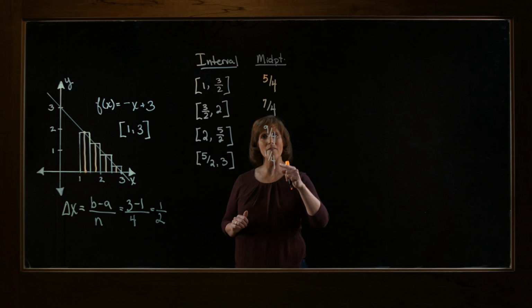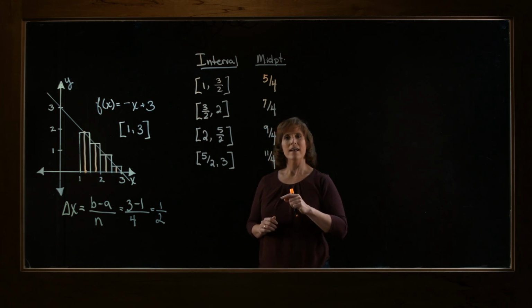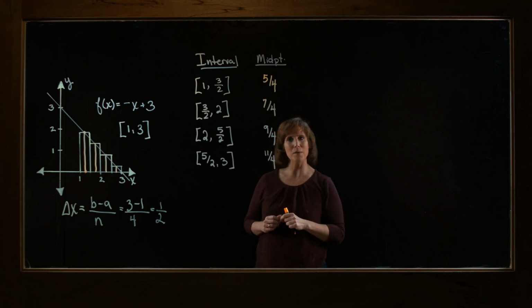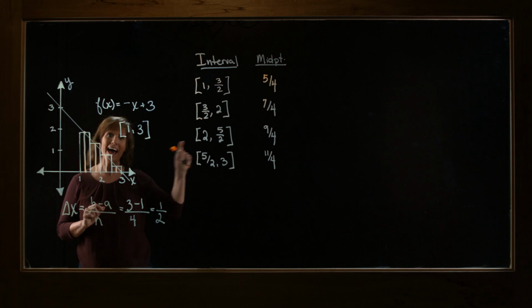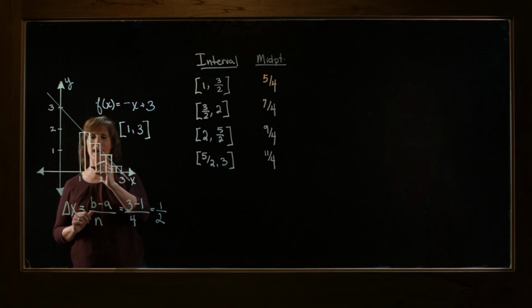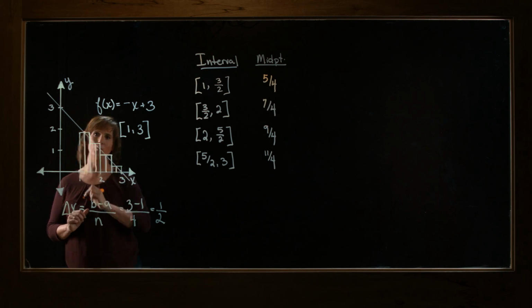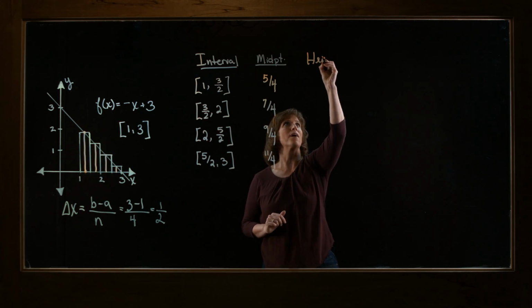All right, now that we have all of the midpoints, we have to consider the height of those rectangles. Now, the rectangles do not have heights of these midpoints. The heights are actually the function values at those midpoints. So I want to calculate what f of 5/4 is and what f of 7/4 is. So let's add another column for the height of my rectangle.